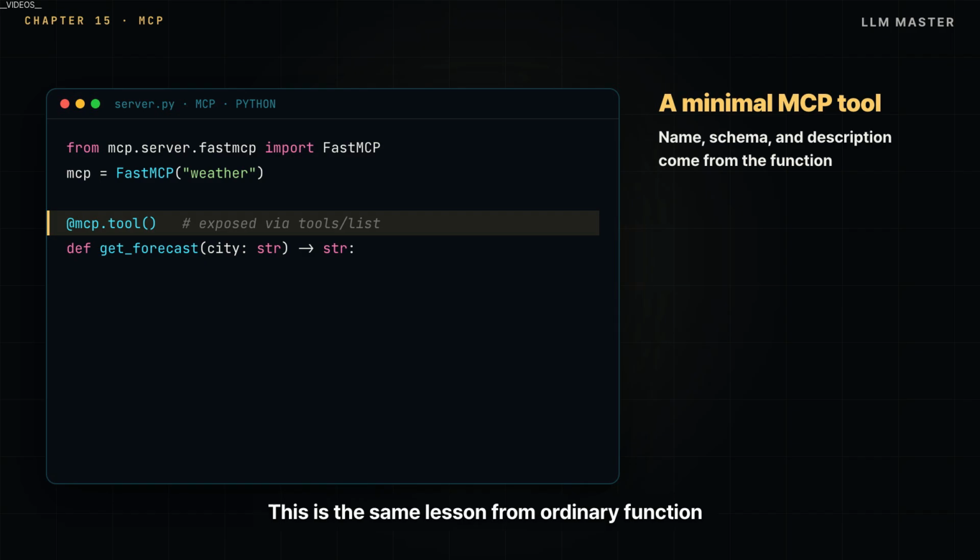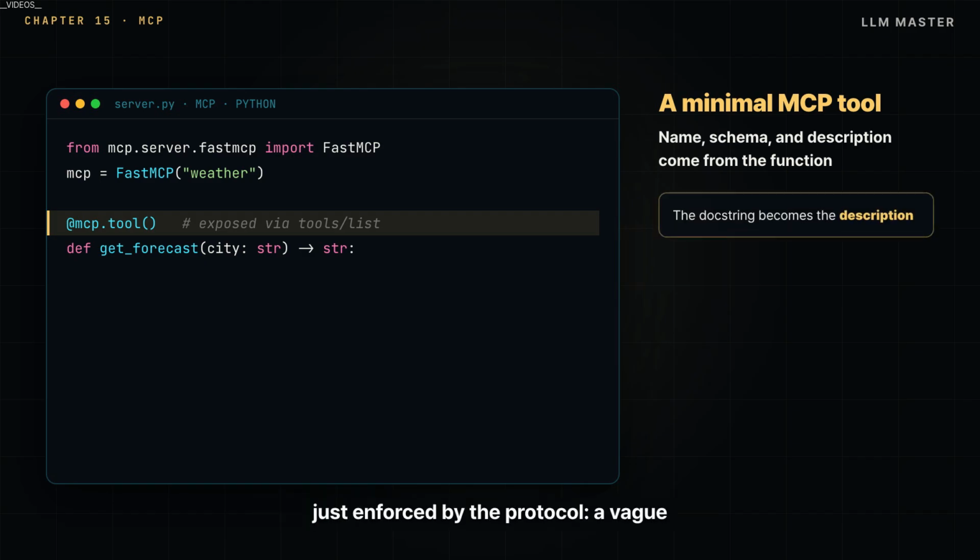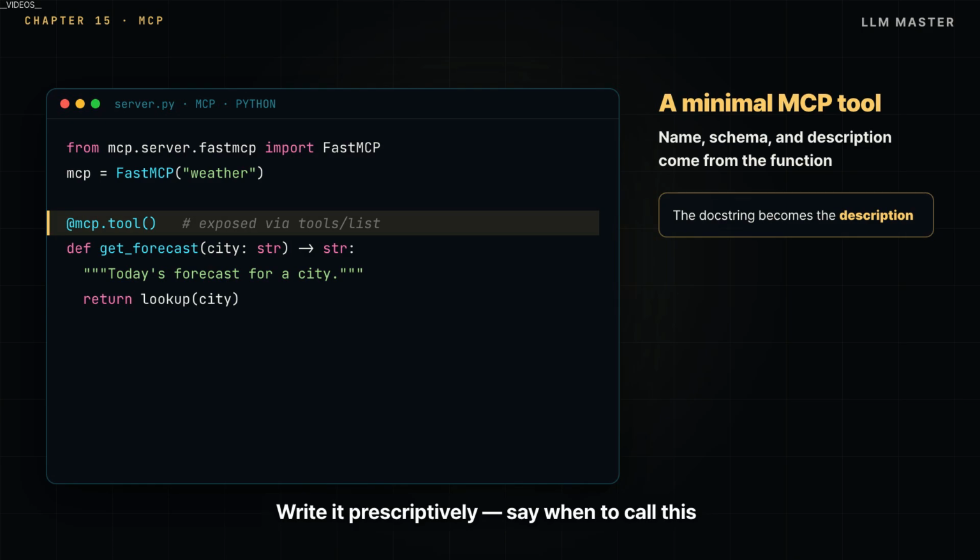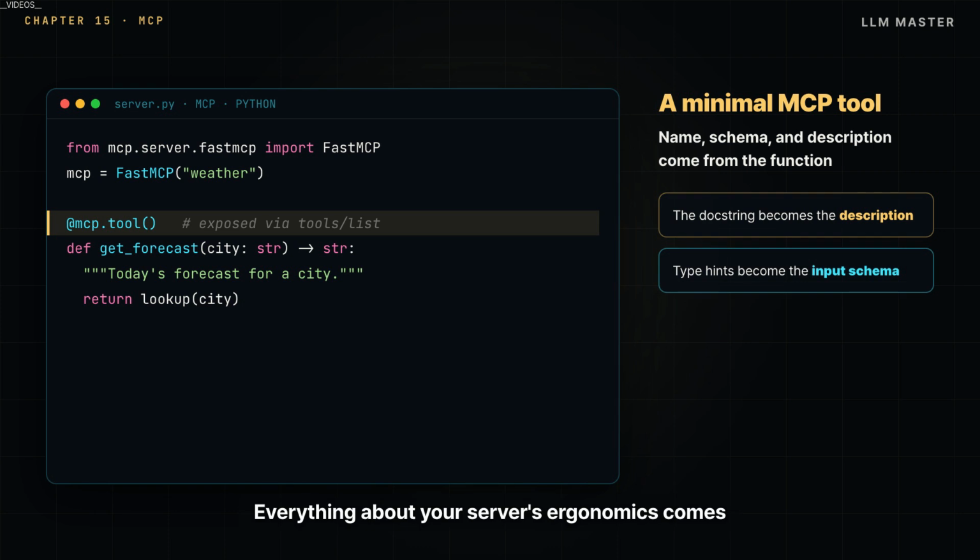This is the same lesson from ordinary function calling, just enforced by the protocol. A vague description like "get data" is a bug, not a style choice. Write it prescriptively. Say when to call this, not only what it does, because on the client side, this description is literally all the model sees. Everything about your server's ergonomics comes down to how clearly these three fields describe the shape of the work.